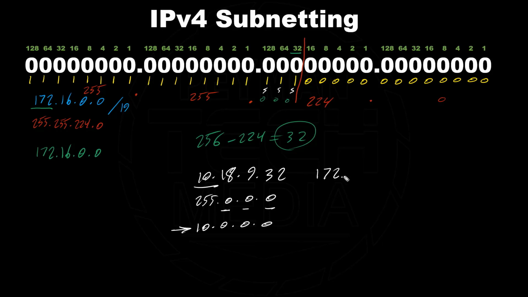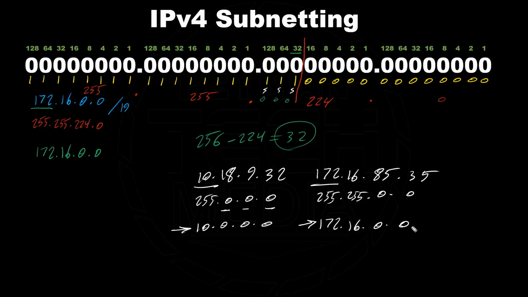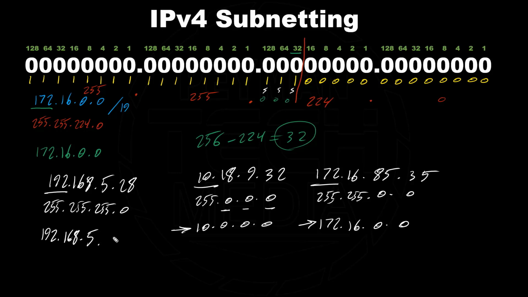Another example, if we have 172.16.85.35, we know this is class B, default subnet mask is 255.255.0.0. Therefore, the network address or the first subnet would be 172.16.0.0. So for the host portion of the IP address we just put 0. Or another example, if we have 192.168.5.28, we know this is class C, 192 falls into the class C range, and the default subnet mask for class C is 255.255.255.0. So for the host portion of the IP address, we just put 0. So let's rewrite: 192.168.5.0. This is the network address or the first subnet. So that was our third step when we want to calculate the subnetting.